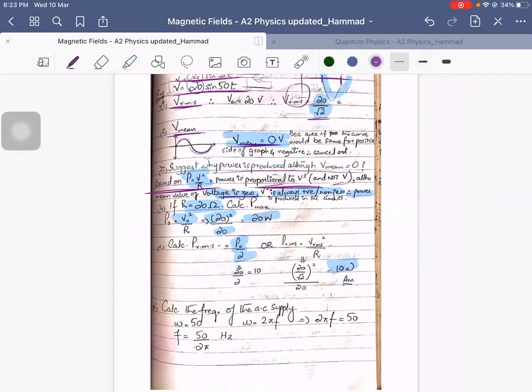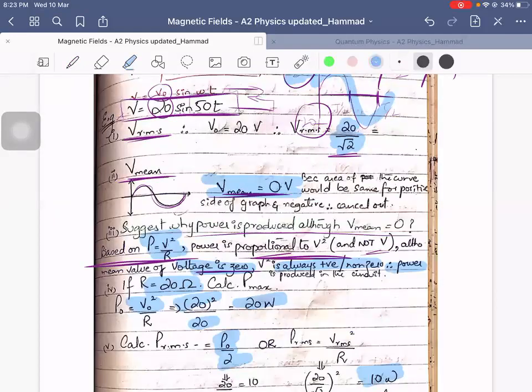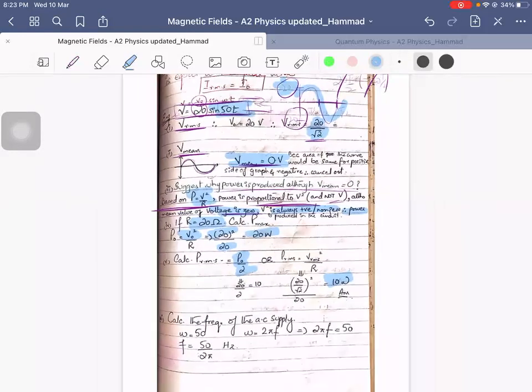You are asked for the frequency of the AC supply. Sir, why 2? Please understand from simple harmonic motion that this is sine omega t. I've written the formula here as well. Omega is equal to 2 pi f. 2 pi f could be equated to 50 because omega is 50 from this entire equation here, and simply divide it off to get the value of the frequency.